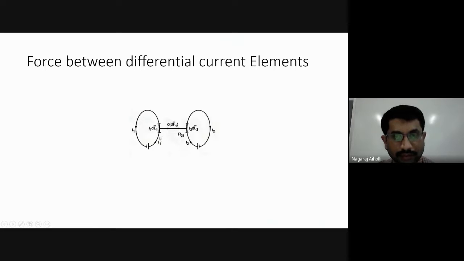Therefore, the current is flowing through I1 dL1 from bottom to top. If we consider a node here, it will be flowing in the right side direction, from left to right. Then if I consider a node at I2 dL2 and the direction of the current is from bottom to top, the current will be flowing from right to left. What it indicates here is that there is a force of attraction between the two differential current elements I1 dL1 bar and I2 dL2 bar.